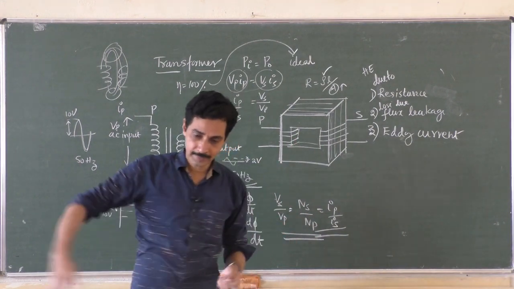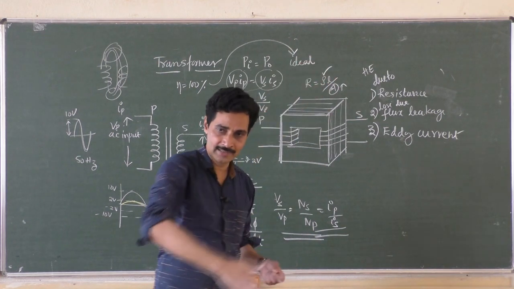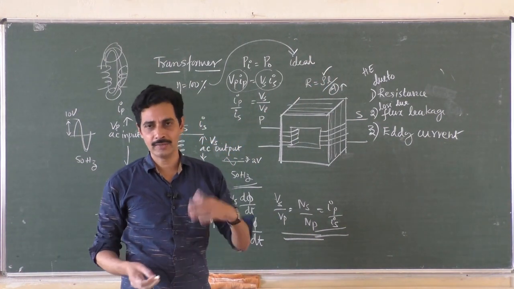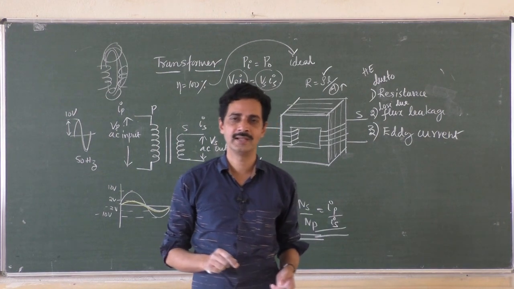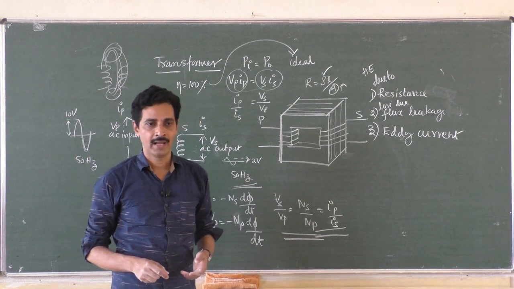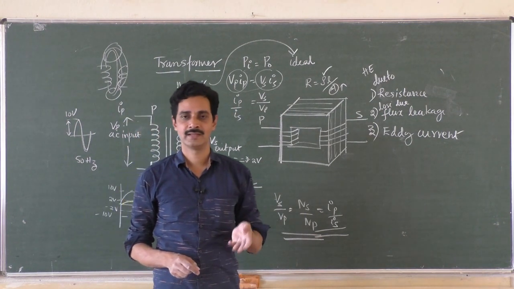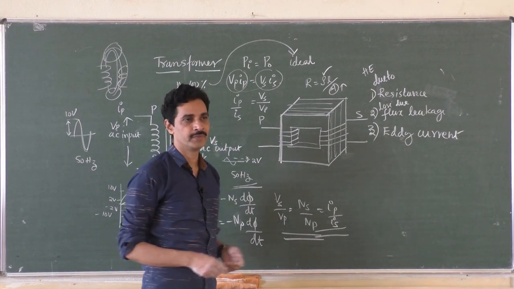Suppose you move a metal plate inside a magnetic field and take it outside, and again inside the magnetic field and take it outside. Continuously if you do so, you find that small loops of currents are produced inside the core, and those loops of current are called eddy currents, and they produce heat energy, that is a loss. So how to reduce the eddy current in this core?